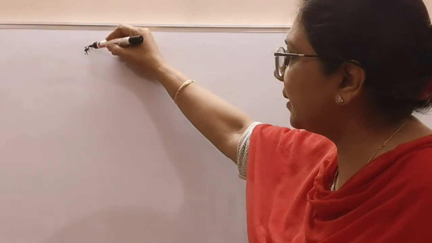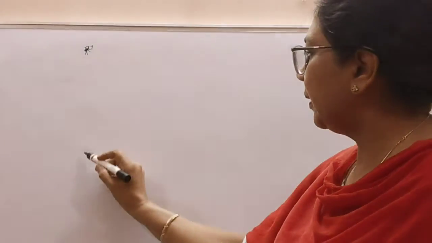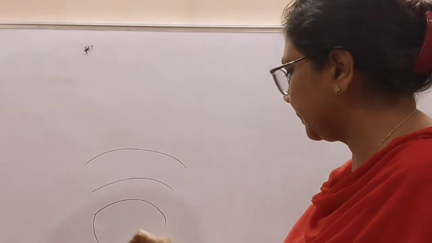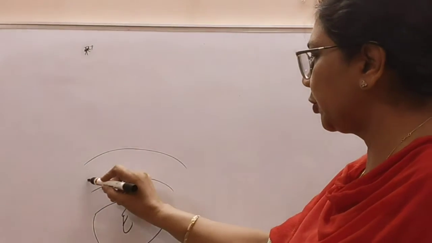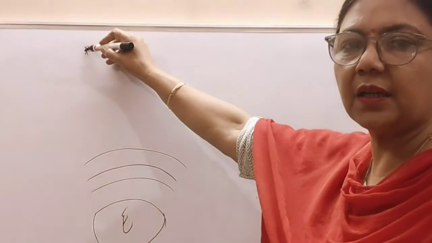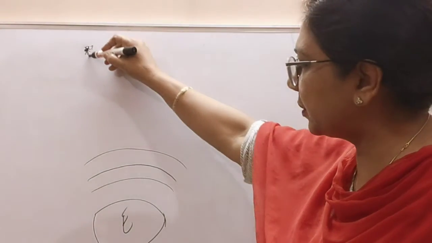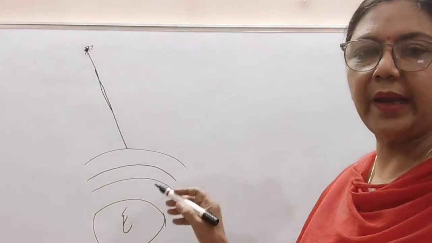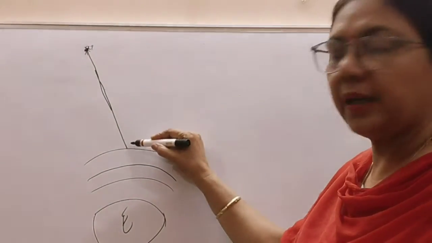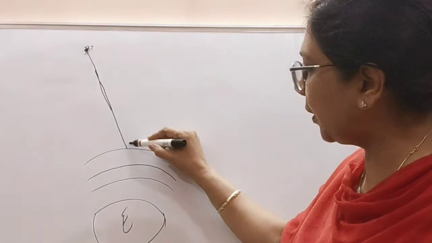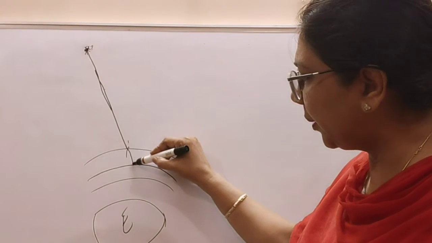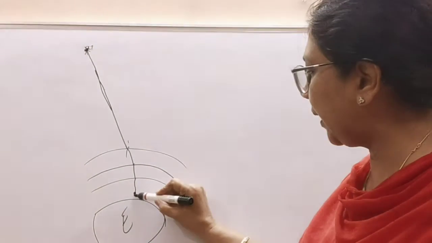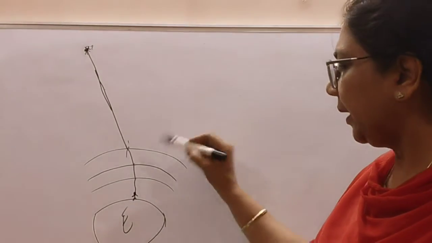Suppose this is the actual star. Now when the rays are coming, they come into the atmosphere. This is the earth, and suppose this is the atmosphere. When the rays are coming in the vacuum, they move straight. As soon as they enter the first layer of the atmosphere, they will refract a bit, then refract more, then more, and then enter the eye of the observer.